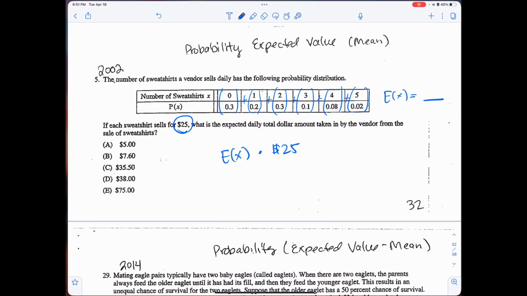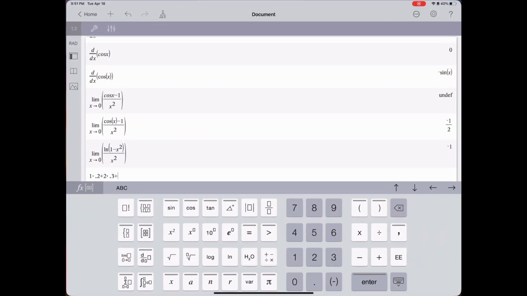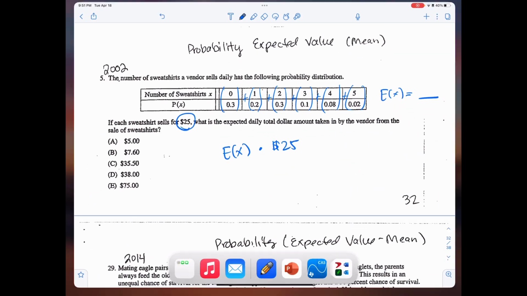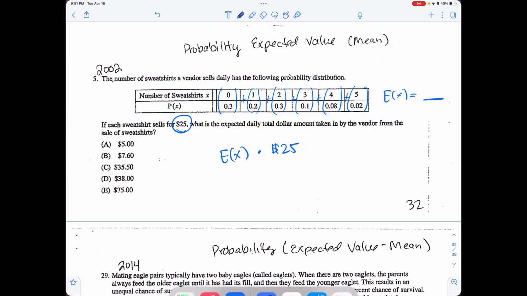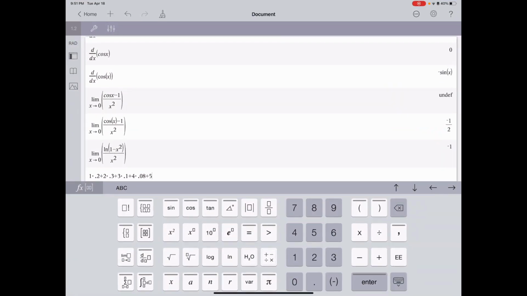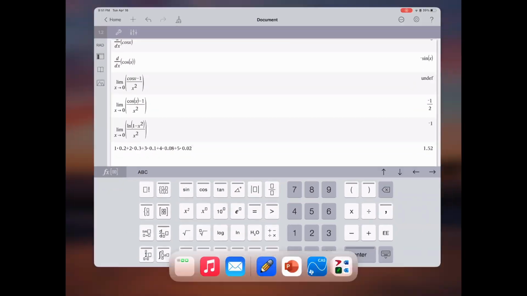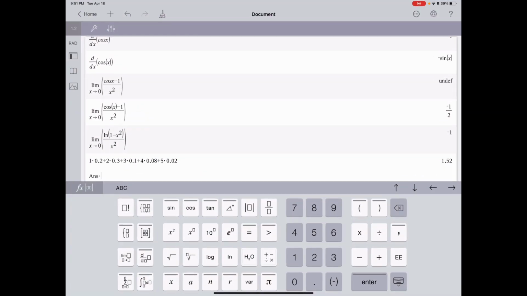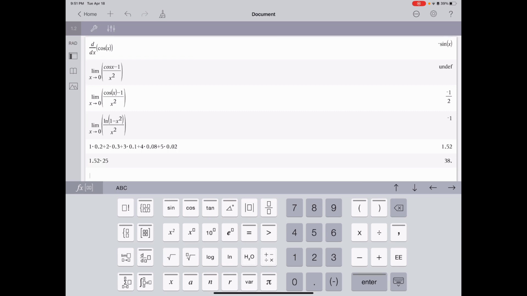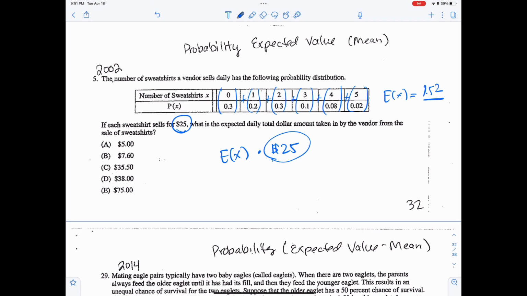Plus 3 times 0.1 plus 4 times 0.08 plus 5 times 0.02. And that's my expected value, so that's 1.52. And then I'm going to multiply it by $25, because that's telling me I'm expecting to get 1.52 t-shirts. 1.52 times $25 is $38, and that's where I get $38 from.